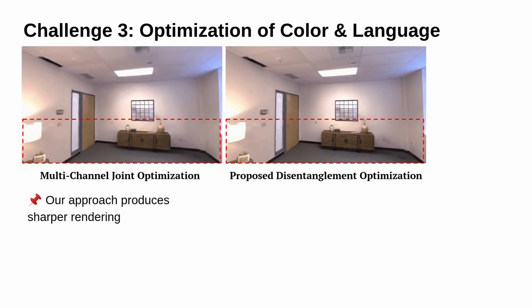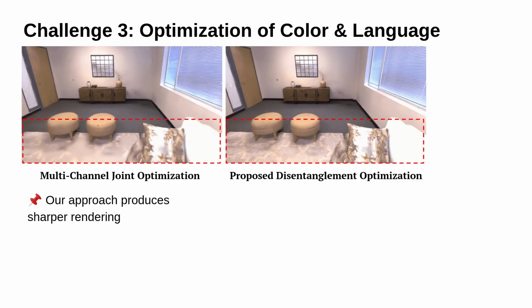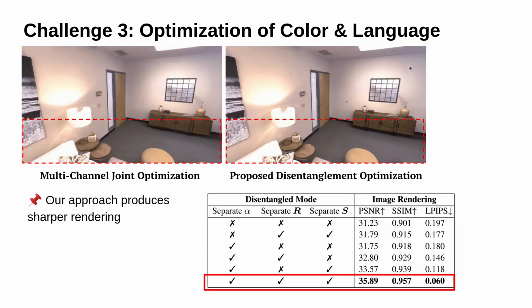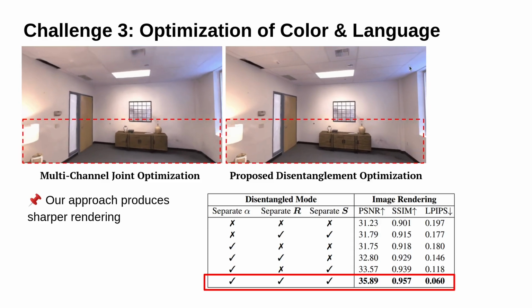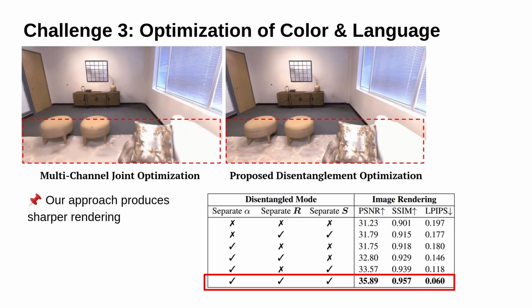Here are the visual results of our approach. Using the disentangled optimization, we are able to produce sharp images. Having separate opacity, rotation, and scale produces the highest image quality, as shown in the table.